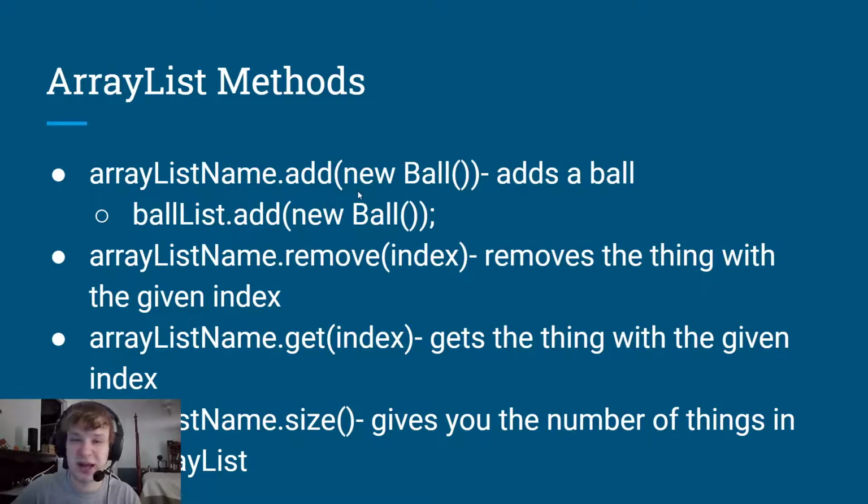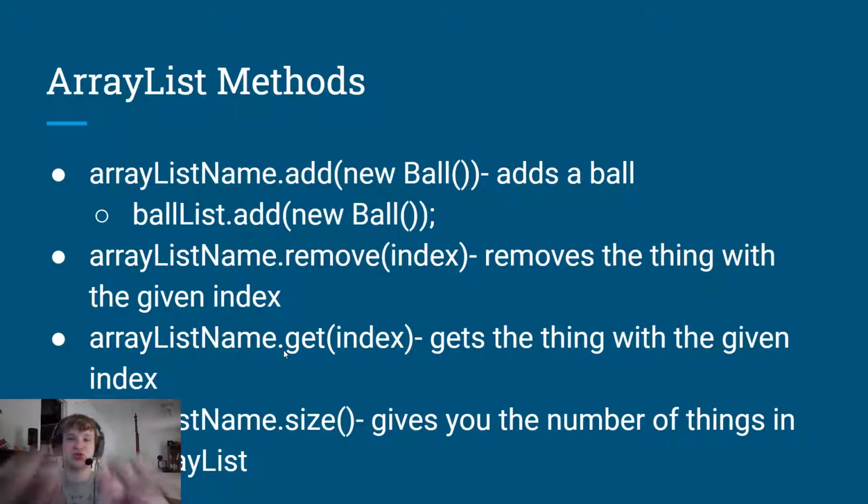So like when I added my ball to the array list, I said balllist.add new ball. And I'll show you what that looks like in the example here in a second. If you want to remove something from an array list, you just have your array list name, .remove, and then parentheses, and then the index of whatever it is you want to remove. So if you want to remove the first thing in your array list, you would have a 0 here. If you want to remove the third thing, well, the third thing has an index of 0, 1, 2, has an index of 2, so you would put 2 here and remove the third thing.